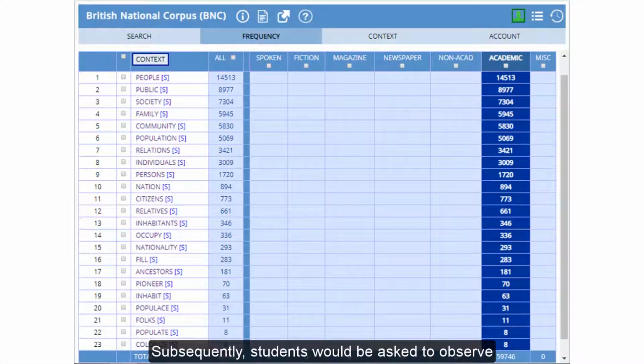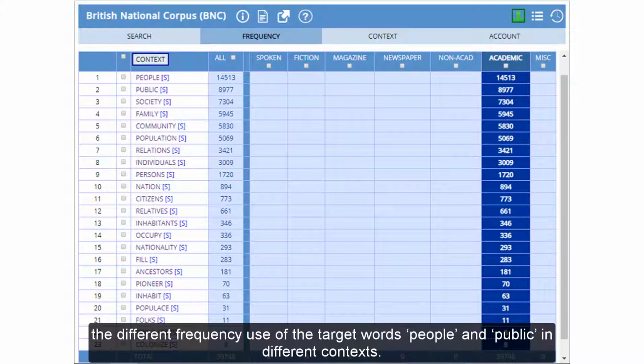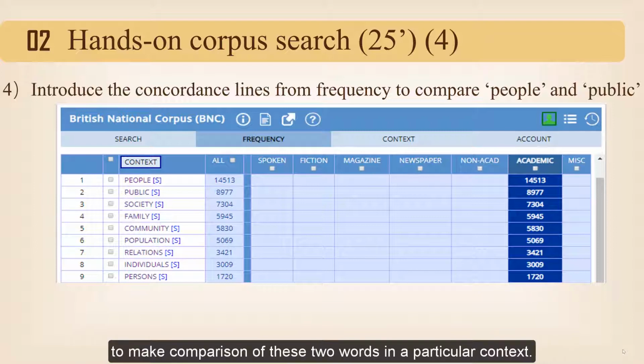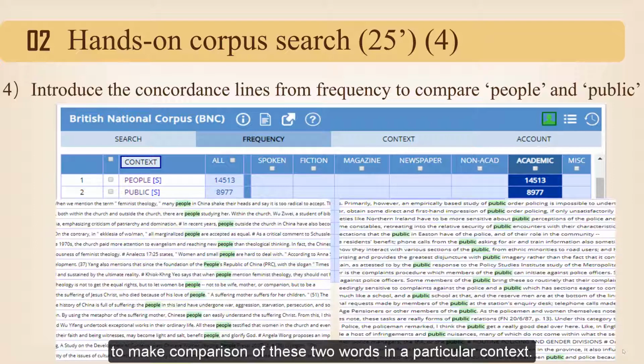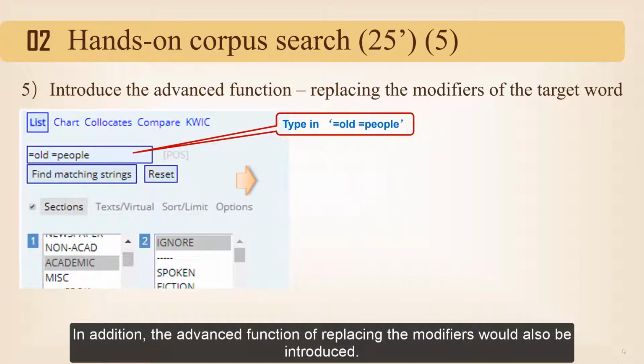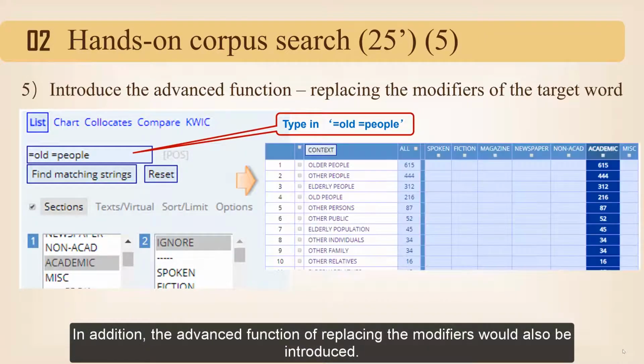Subsequently, students will be asked to observe the different frequency of use of the target words "people" and "public" in different contexts. The compare function and concordance lines will be recommended to make comparison of these 2 words in a particular context. In addition, the advanced functions of replacing the modifiers will also be introduced.